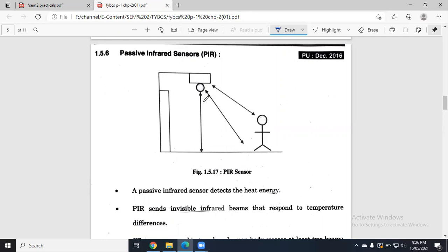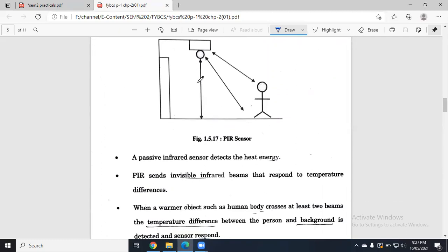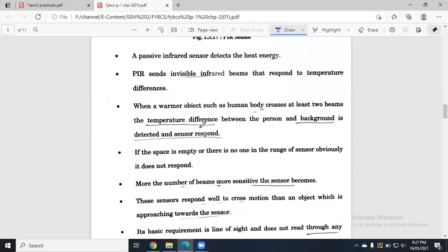Now there is no temperature difference, correct? But these two rays are hitting the human body. Whenever those rays hit the human body, there is another temperature than the surroundings, correct? So these two rays will detect the change in temperature and that will indicate to the sensor, and according to that your sensor will respond.